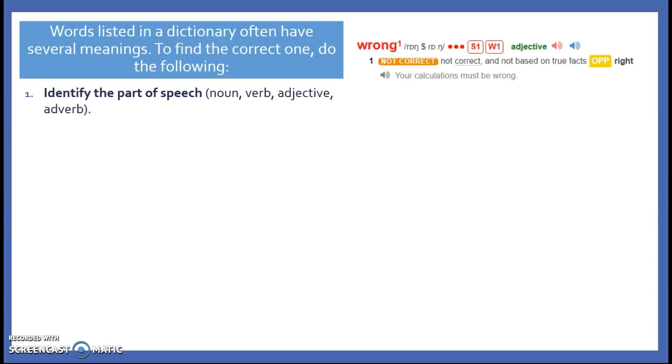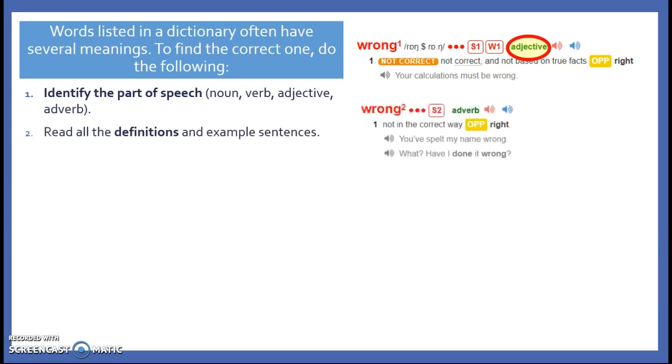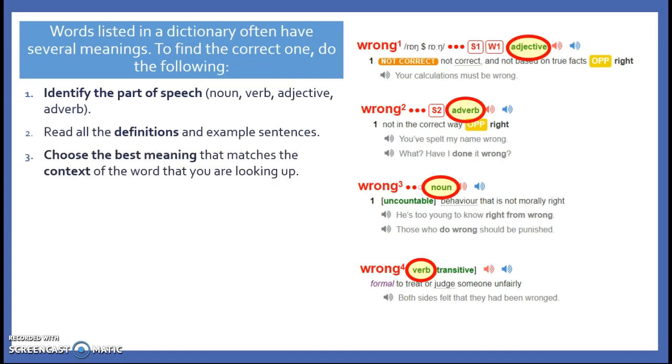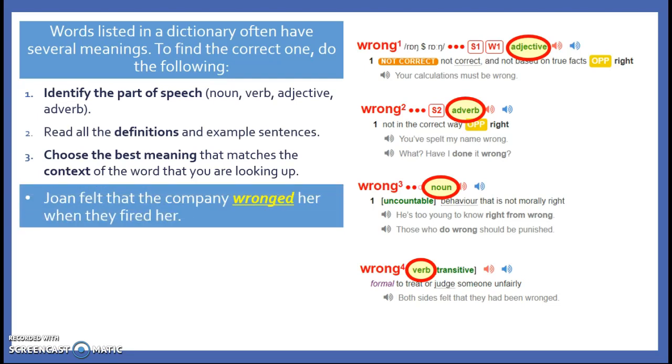For example, the word wrong is an adjective, but it also has other definitions in other word forms. For example, it can also be an adverb, a noun, or a verb. When looking at a word in a sentence and determining the meaning, read all the definitions and example sentences in the dictionary. Choose the best meaning that matches the context of the word that you are looking up.